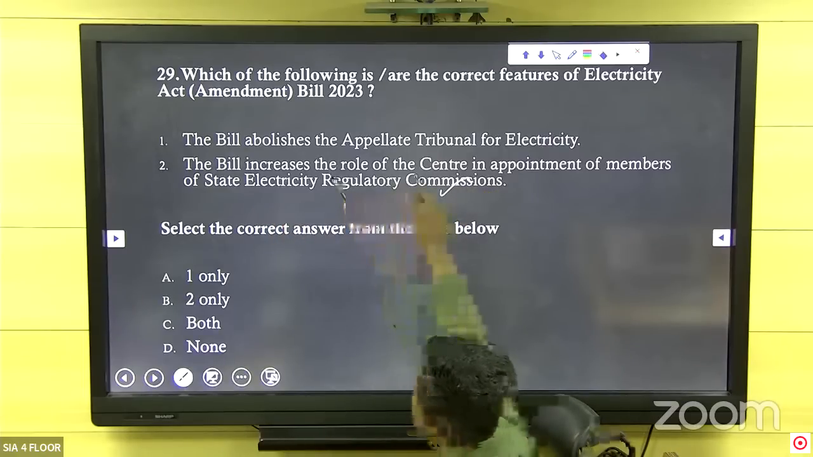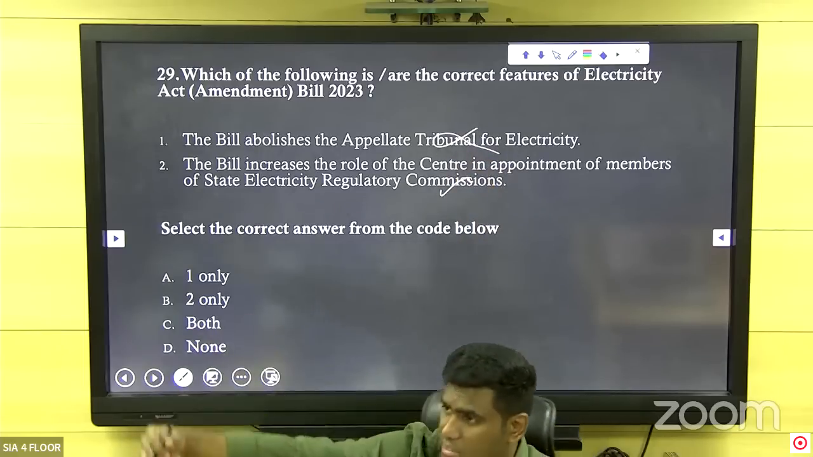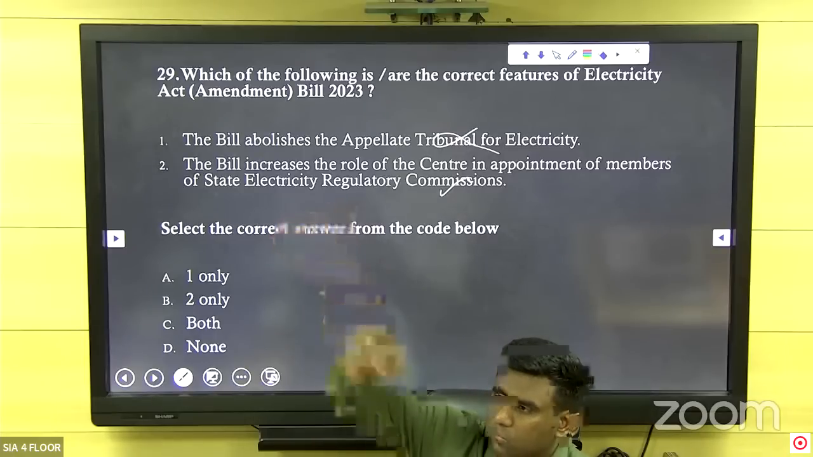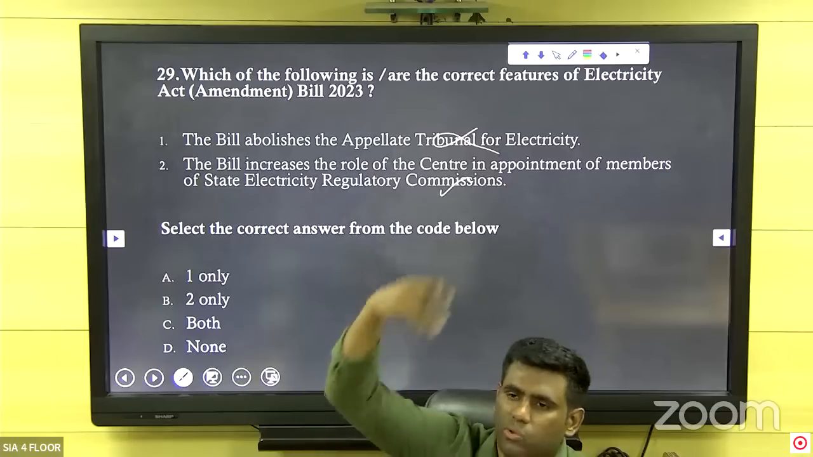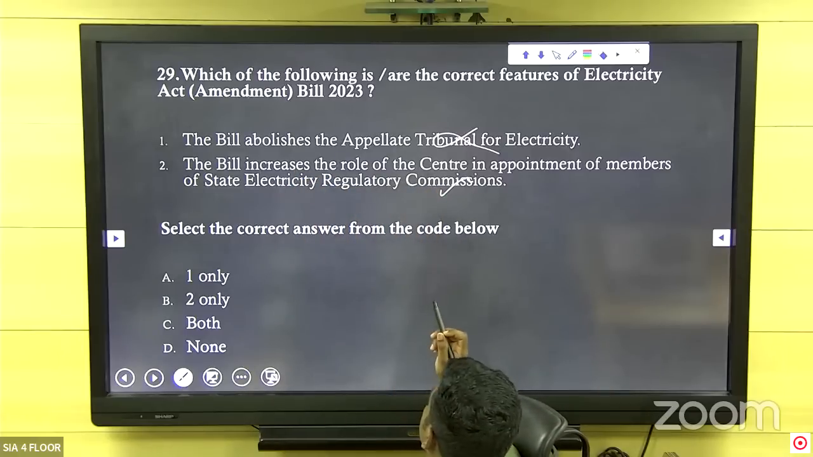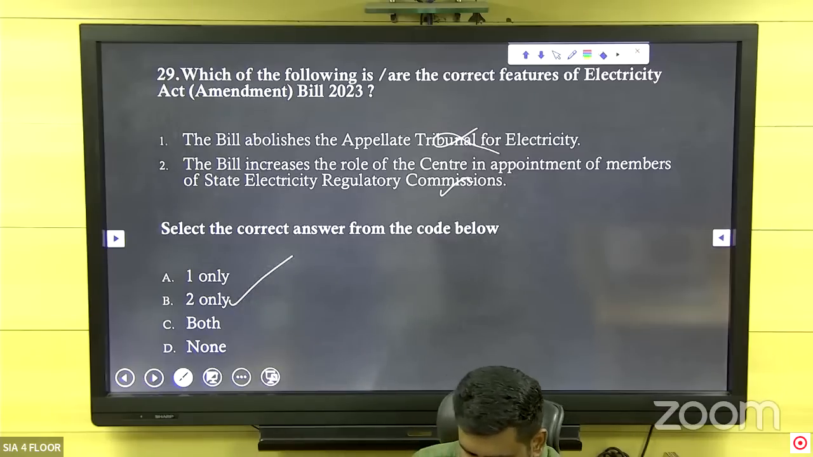The statement that the bill abolishes the appellate tribunal for electricity is wrong. The bill creates an appellate tribunal for electricity. So if there are disputes, you can take them to the regulatory body. Still in dispute, you can take it to the appellate tribunal. So the second statement is wrong. Sorry, the first statement is wrong. The second statement is correct. So 2 only is the correct answer. Surprisingly, a few of you have even got it right.